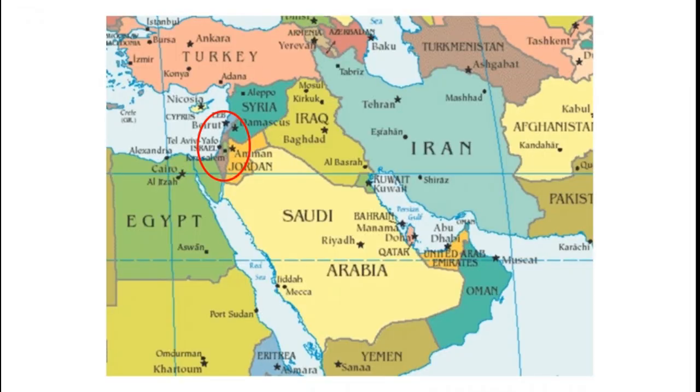Here's the modern map of Israel, of the Holy Land. See Egypt here, Saudi Arabia over here, Syria to the north. It's a very small area. I have that in another slide.